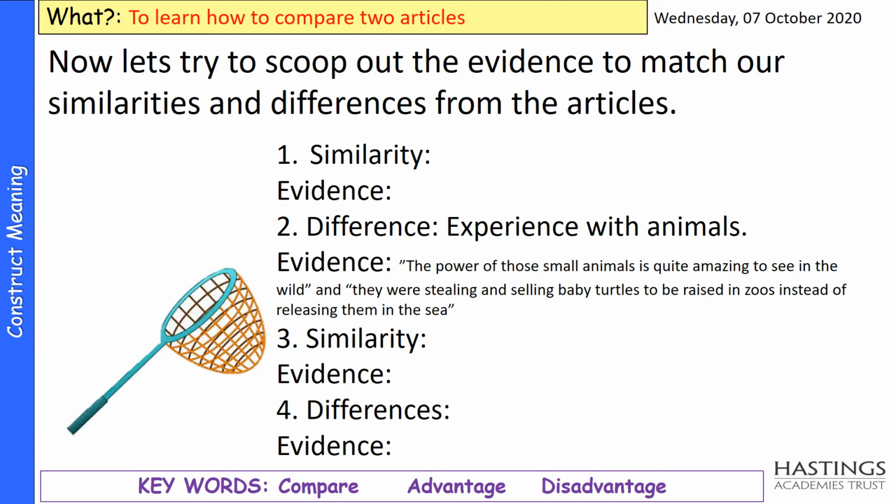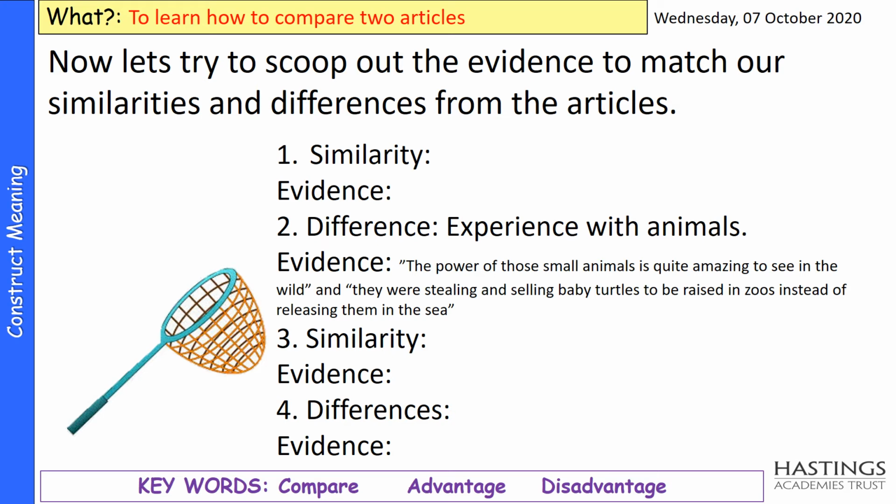Okay, so now based on the similarities and differences that you've come up with, we're going to try and scoop out some evidence from the articles to match the similarities and differences. So the difference that I came up with for you as an example was their experience with animals. So one was positive, one was negative. So the evidence that I chose from the Australia article is the power of those small animals is quite amazing to see in the wild.